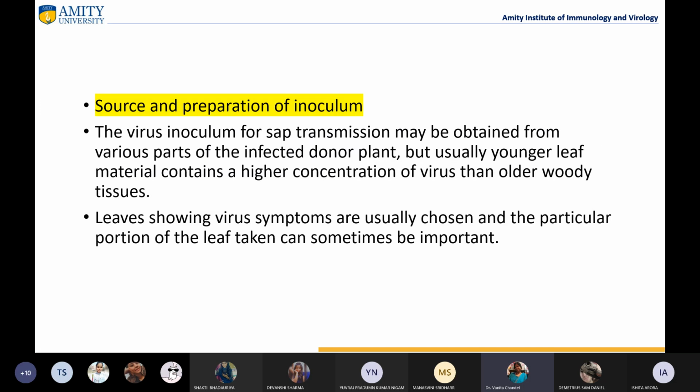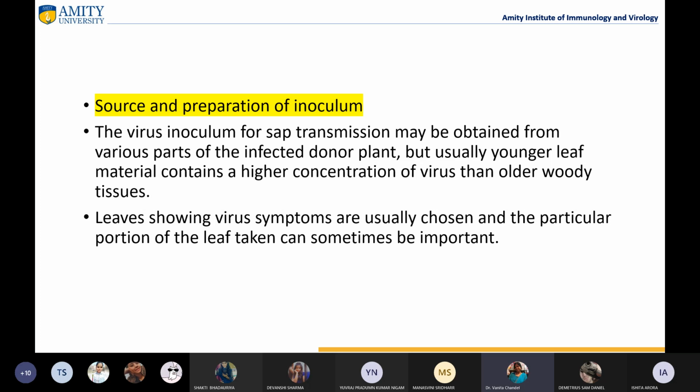Then source and preparation of inoculum. The virus inoculum for a sap transmission, we call it sap transmission also, can be obtained from the various parts of the infected donor plants. But usually younger leaves are preferred because it is generally found that the younger leaves have a higher concentration of the virus than the older ones.